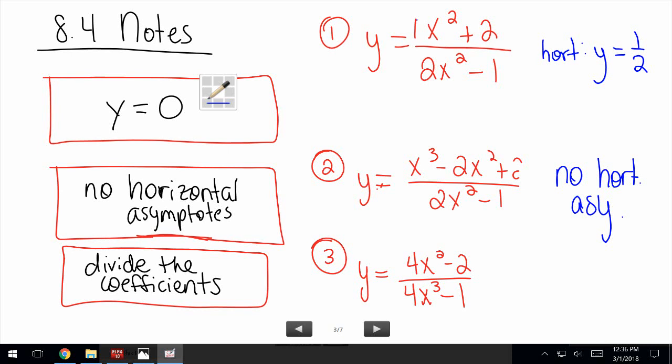All right, what about number 3? What's your degree on the top? 2. That's the biggest exponent. What's the degree on the bottom? 3, because that's the biggest exponent. The bigger one's in the bottom. So where is your y equals 0? So horizontal asymptote at y equals 0.